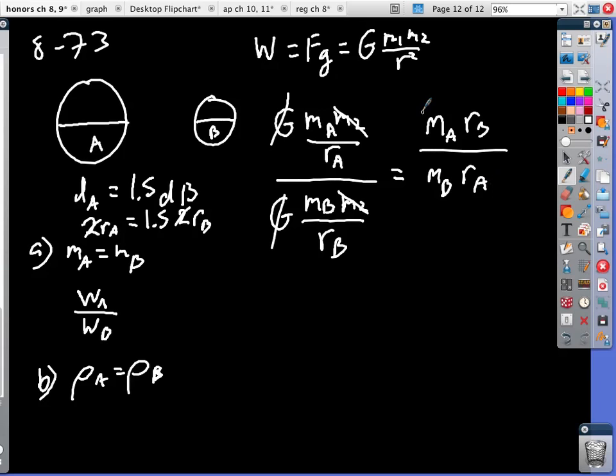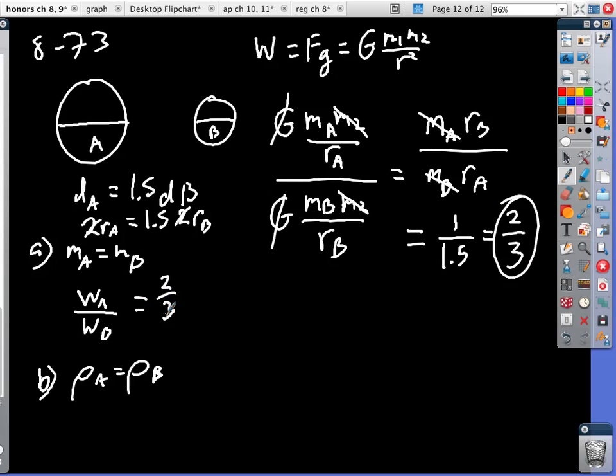And we know the masses are the same for part A, so that goes away. And so then we get a ratio of 1 over 1.5, or 1.5 is 3/2, so that's 2/3. So the answer for this is 2/3.